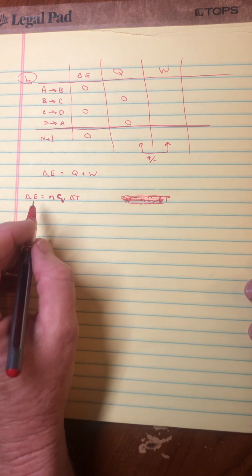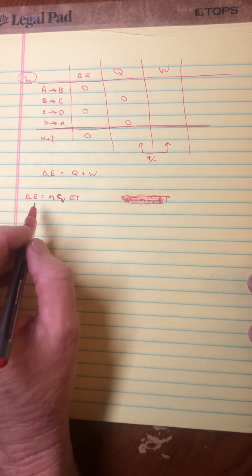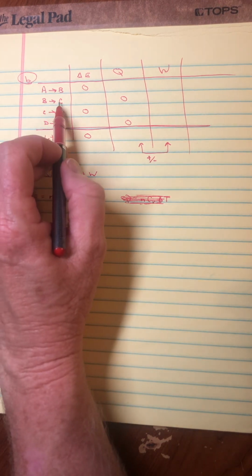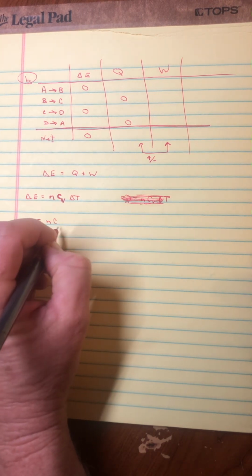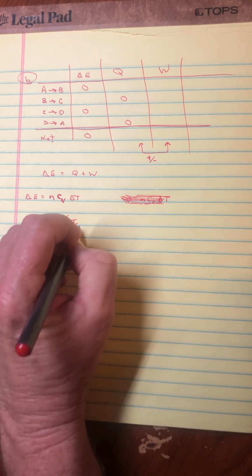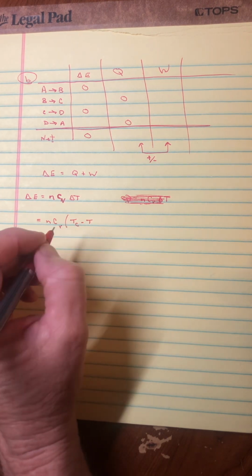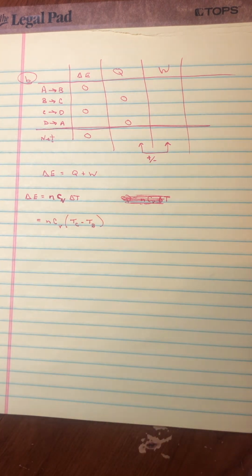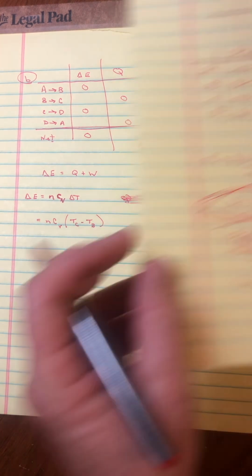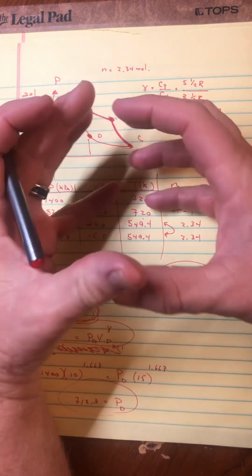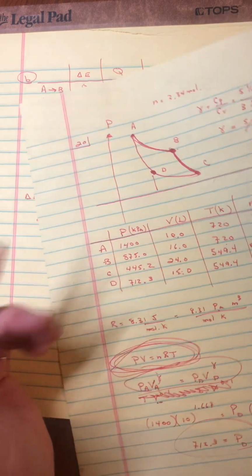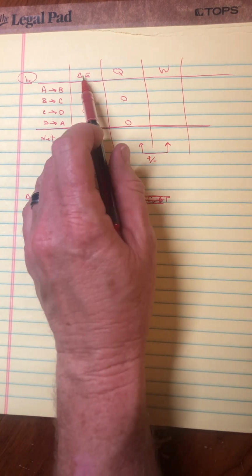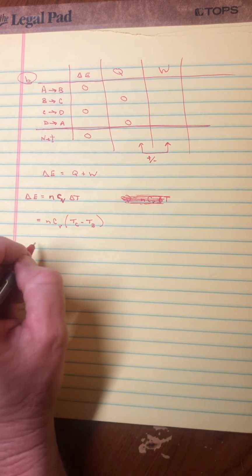But I do have it here. And so I could do, say, the B to C. So this would be nCV, and then taking the temperature at C minus the temperature at B. I might even remind myself that this B to C is an adiabatic expansion, so it's doing work on the environment, so it's losing energy in terms of work. So this should be a negative number, and then this should be the same negative number. So this should come out to be a negative number.